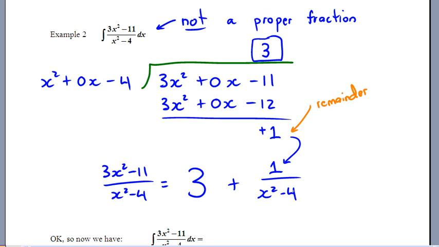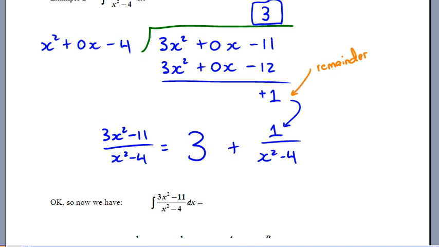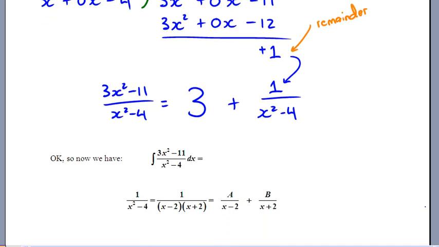I am really not concerned at all about trying to integrate that 3. That'll be really easy. But that 1 on top of x squared minus 4, that's the part we have to do the decomposition with. So we'll rewrite this integral question and say that it's the integral of 3 dx, super easy, plus this one, which needs a little bit of work: 1 over x squared minus 4 dx.